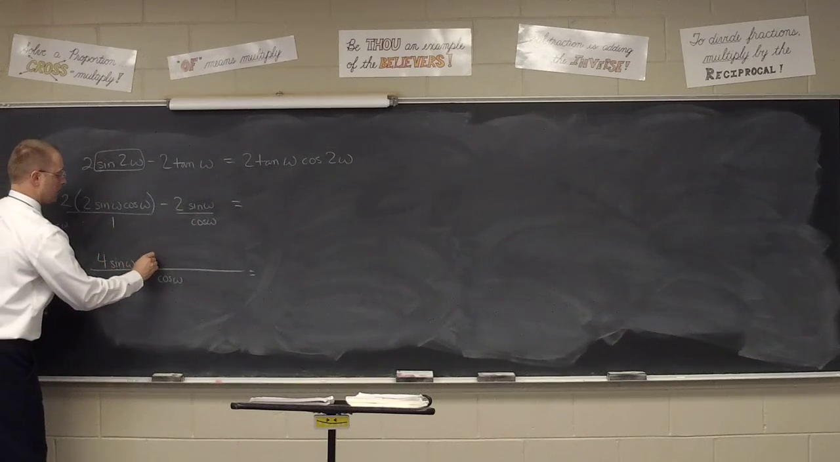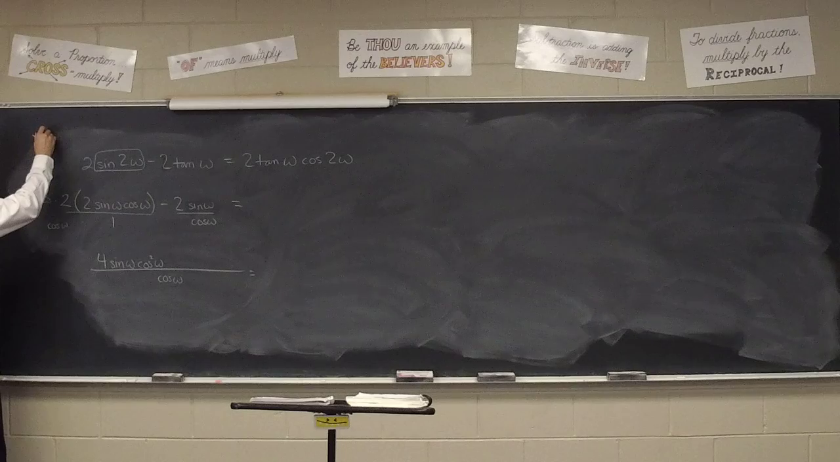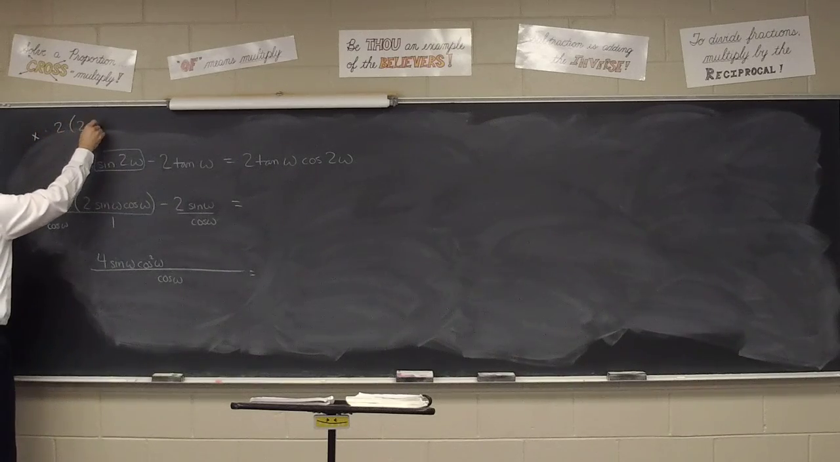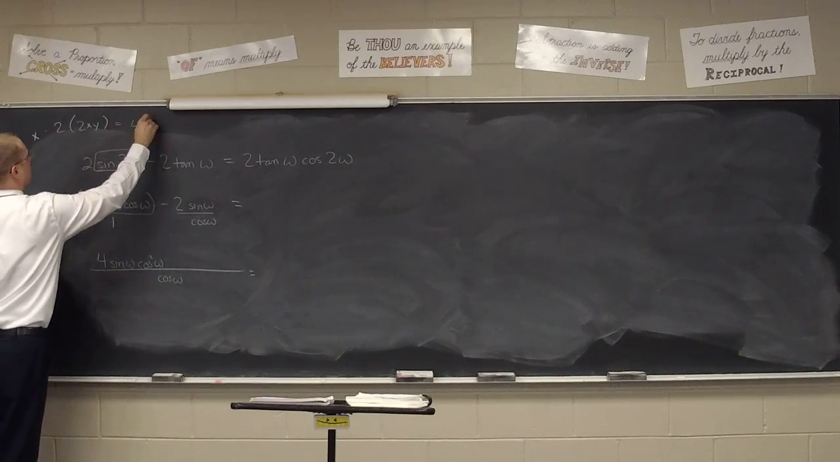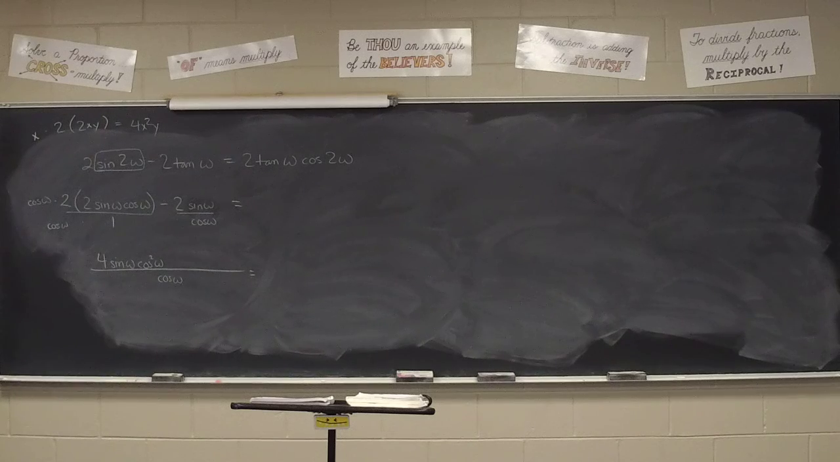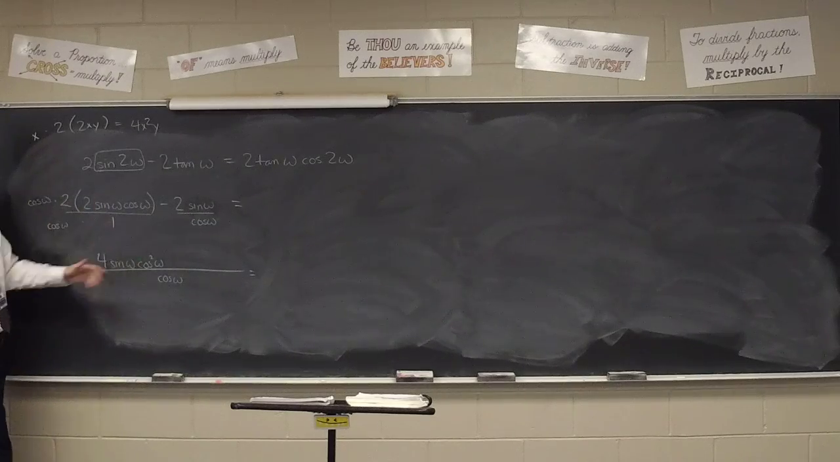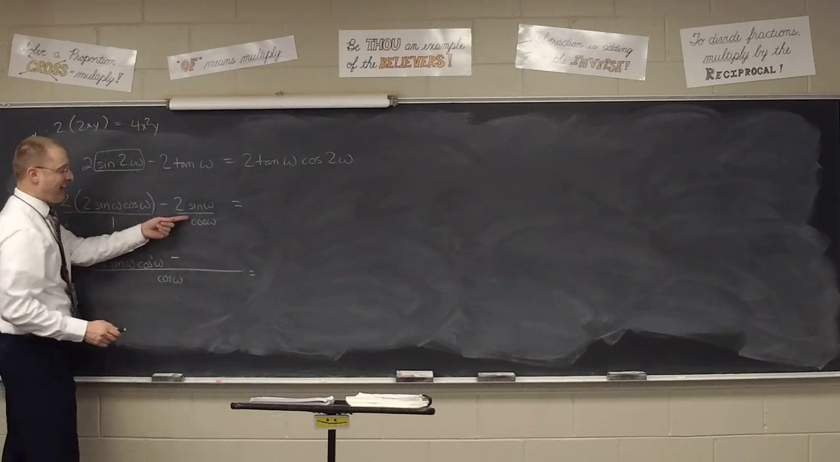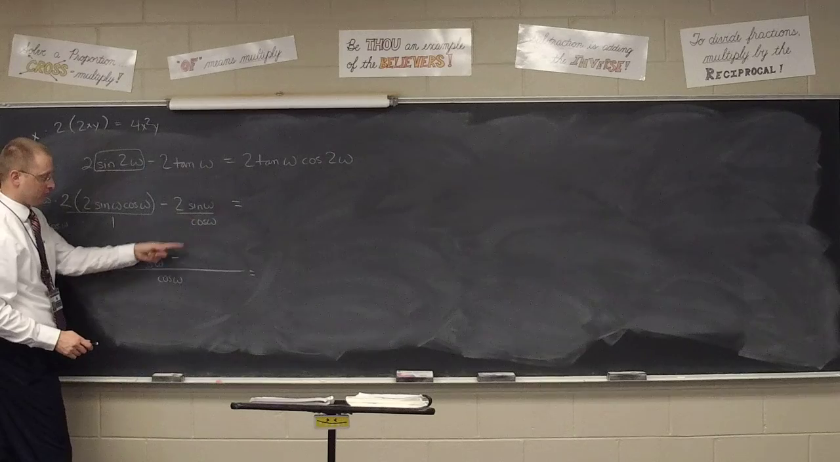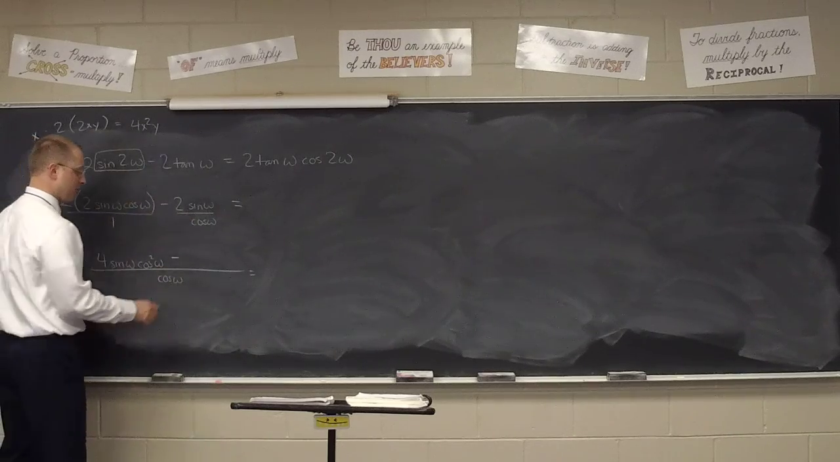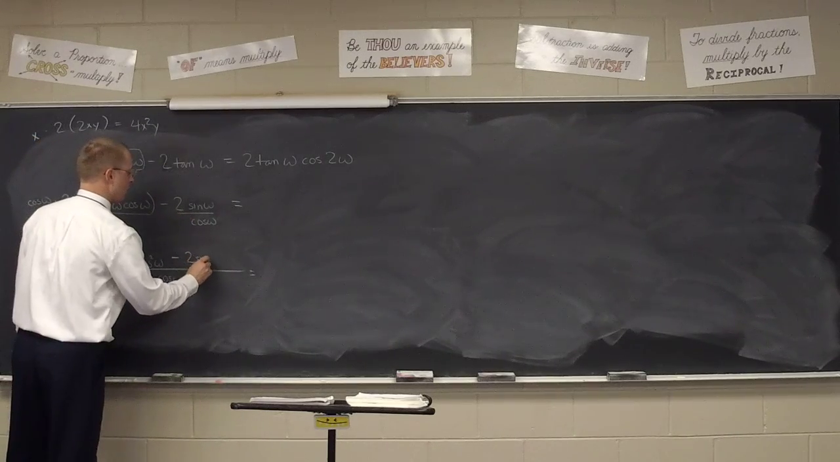Cosine omega. There we go. If you have an x times a 2 times a 2xy, that gives you 4x squared y, doesn't it? Because 2 times 2 is 4, x times x is x squared, and y doesn't have any friends. Well, 2 times 2 is 4, sine doesn't have any friends, and cosine is cosine squared. Here, I already have a cosine omega, right? So I don't change anything, just leave the 2 sine omega.